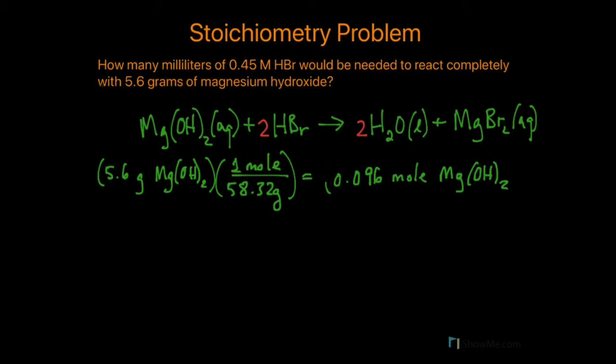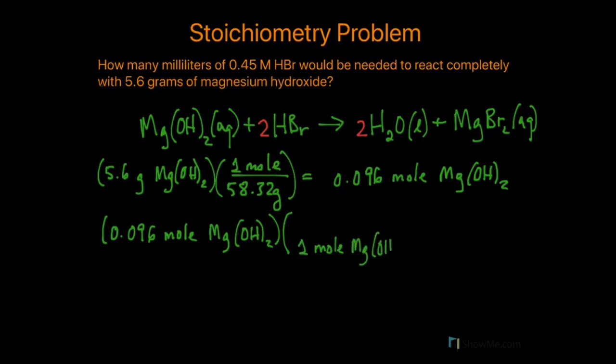So now that we know our moles of magnesium hydroxide, we need to convert it to moles of hydrobromic acid. That is why we need to always balance our equation, because we know now that for every 1 mole of magnesium hydroxide, we are going to need 2 moles of hydrobromic acid. Again, 1 mole of magnesium hydroxide here is in the denominator because we need to cancel out the unit of moles of magnesium hydroxide in that first expression. Doing this, we get our answer now in terms of moles of hydrobromic acid, which is 0.192 moles.